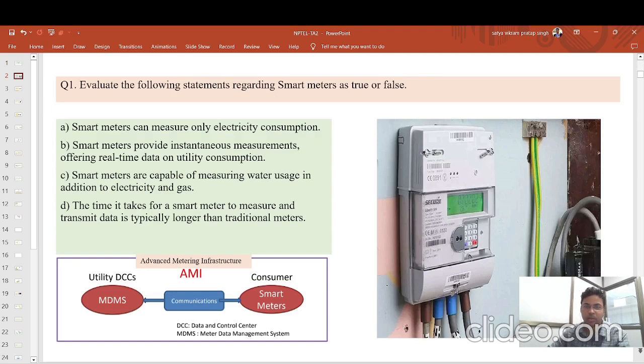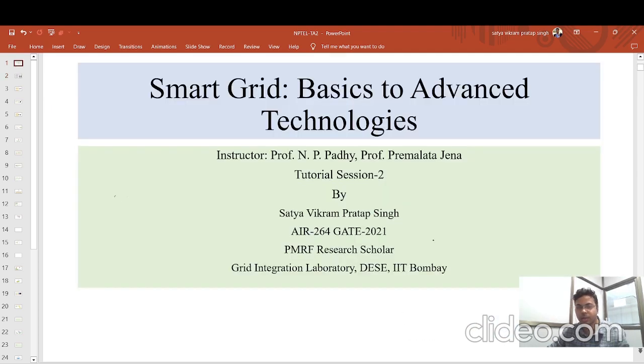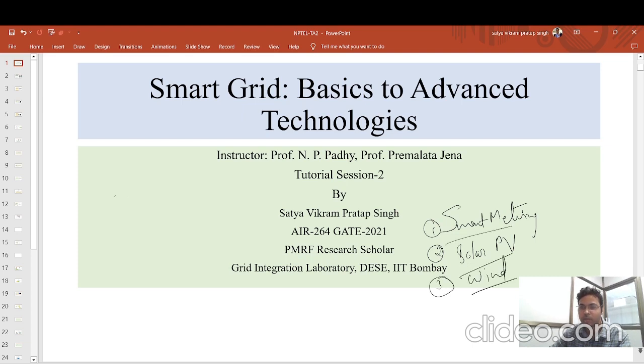I'm starting the session. The flow of today's content will be such that, first, we will see smart metering and its infrastructure. Second, we will go to the solar PV system. We will study some of the basics, and after that we will see some of the questions and graph related questions. Third, we will go to wind. This will be very helpful for your doubt sessions and your assignments, which is provided for week 2.